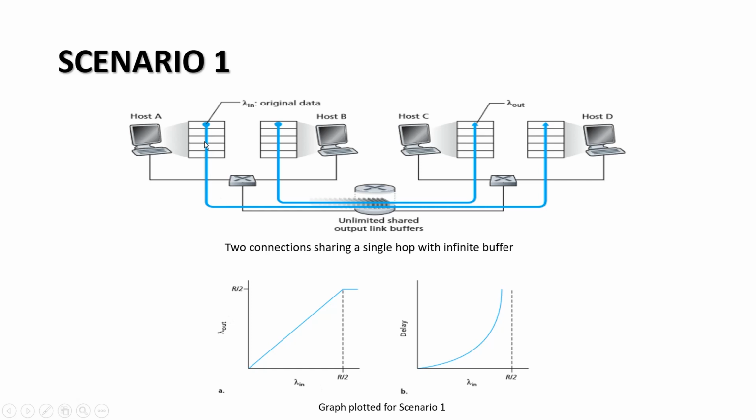But at the start, when host A is sending some data and host B meanwhile starts to send some data, the delay will increase. The delay will increase exponentially with time. As you can see in the graph, this will be the plot for the delay and transmission rate.